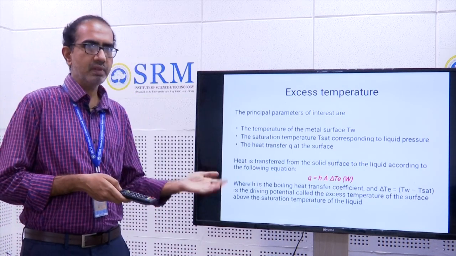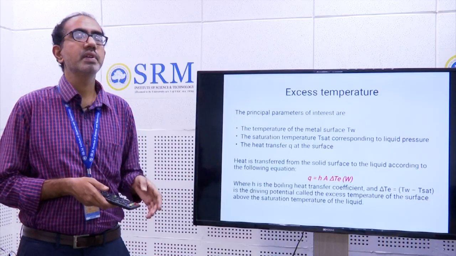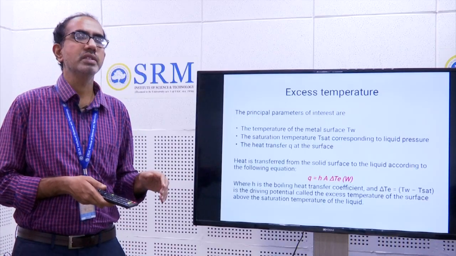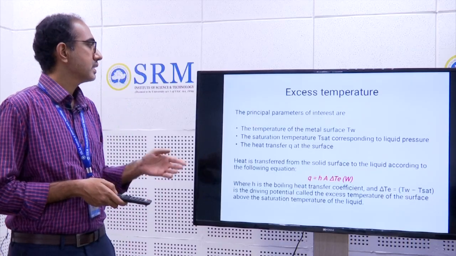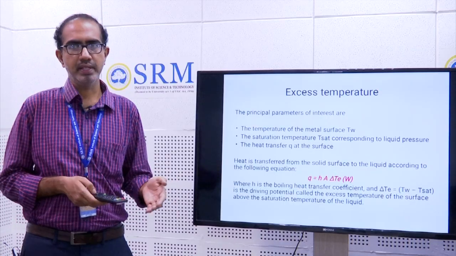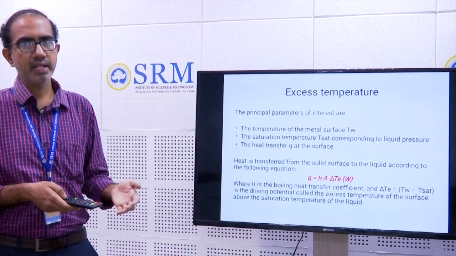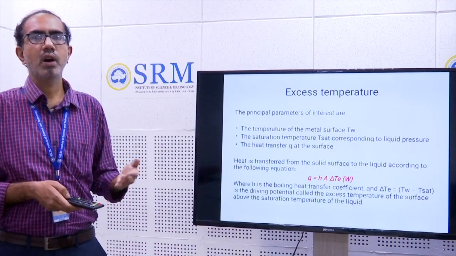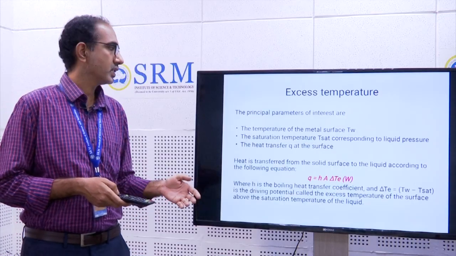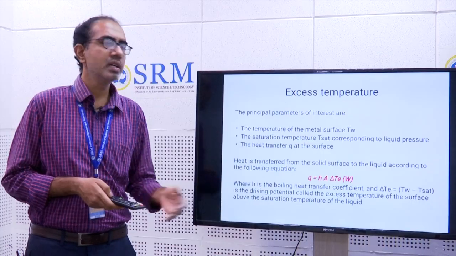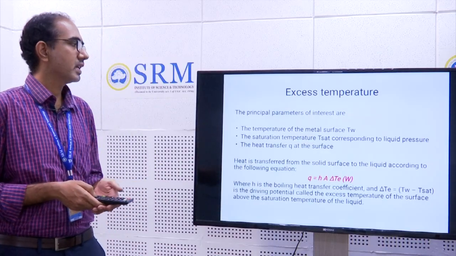This parameter plays a major role in boiling. Apart from the previous parameter, there are other significant parameters that play a major role in quantifying the heat transfer in boiling. One is the temperature of the metal surface, which is called TW. TW is nothing but the wall temperature or surface temperature, and second is the saturation temperature, that is corresponding to the liquid pressure, and heat transfer at the surface.